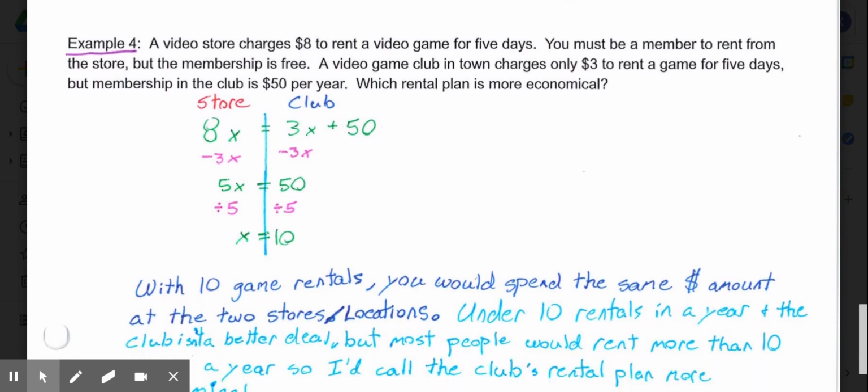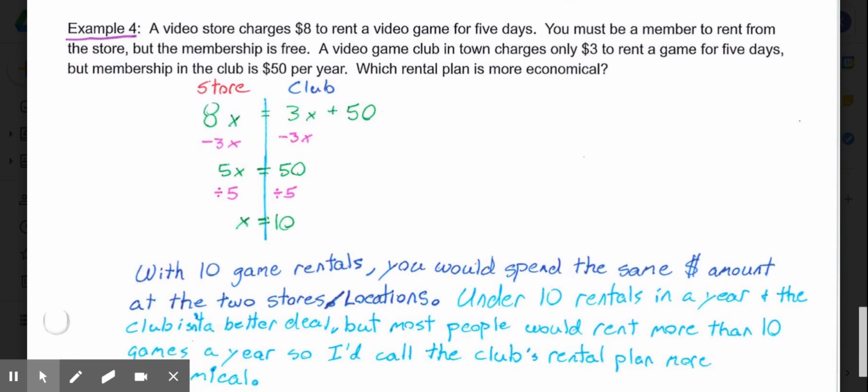And then down to our final example, dealing with a word scenario. So what the word scenario says is a store charges $8 to rent a video game for 5 days. As you can tell, this came from an old book scenario. Still, video game rental places existed. So a video store charges $8 to rent a video game for 5 days. Not a bad deal. You must be a member to rent from the store, but the membership fee is free.